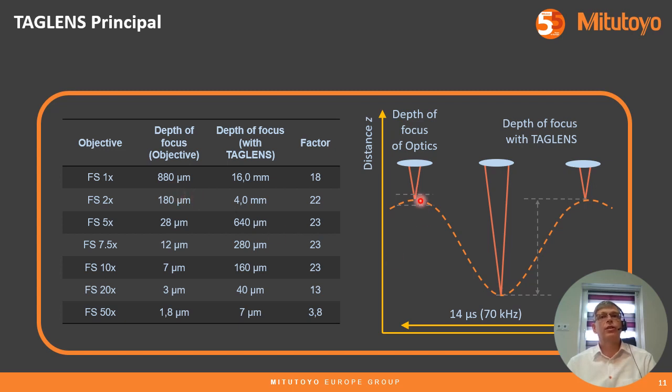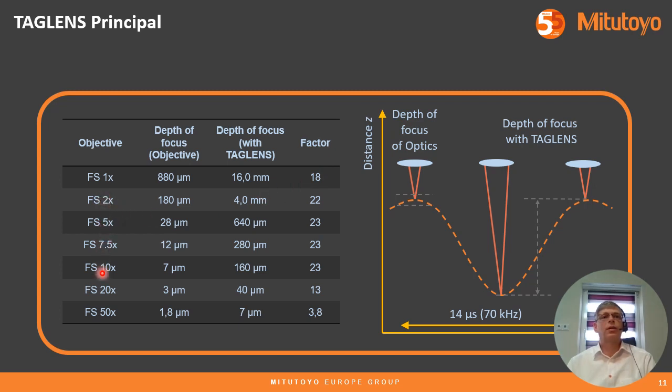The TAG lens now shifts this region of depth of focus of the native optics back and forth in a high range. Therefore, we extend the depth of focus of the same optics in combination with the TAG lens from 880 micrometers to 16 millimeters. This is a factor of 18. So we increase the depth of focus of an optical setup with this objective lens by a factor of 18 if we combine this objective with a TAG lens.